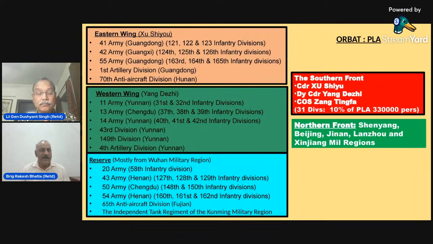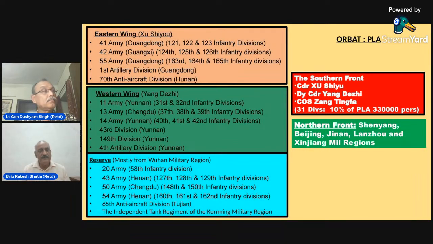What was the order of battle? Now, this slide we have compiled. There were two wings. I had already mentioned there were two fronts. The Northern front consisted of Shenyang, Beijing, Jinan, Lanzhou, and Xinjiang military regions. This front was defending China from the north for a perceived attack from the Soviet Union. Then there was a southern front, which was to go on the offensive inside Vietnam.